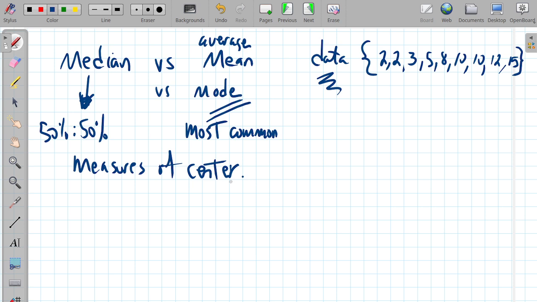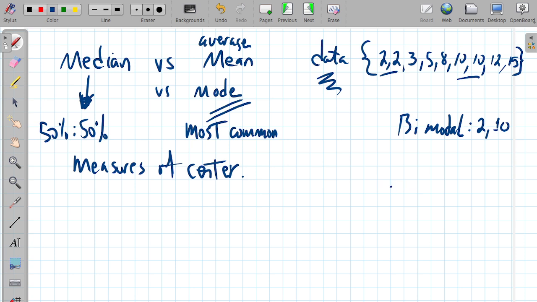So let's look at the data here. What's the most common value? Well, here there's 2 2s, but I also have 2 10s. So you can always have ties here. So this is bimodal because there are 2 values that are most common. We are bimodal with modes of 2 and 10. If I only had 1 2 and still had the 2 10s, then it would be unimodal. And if we have more than 2 modes, we usually just say it's multimodal.